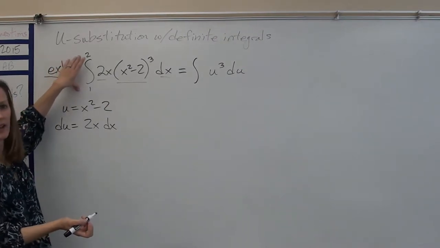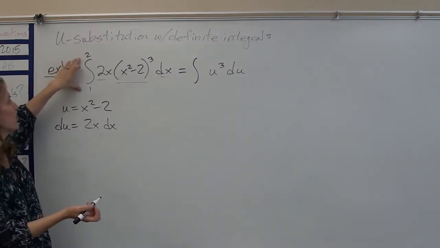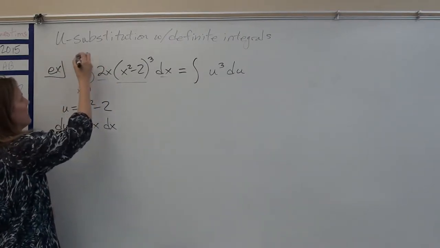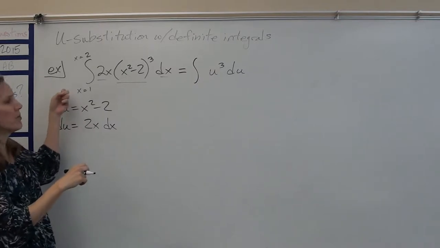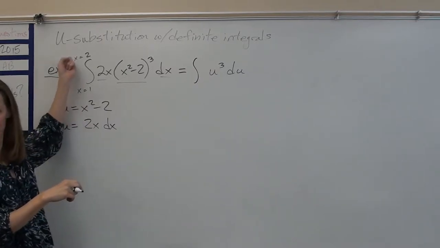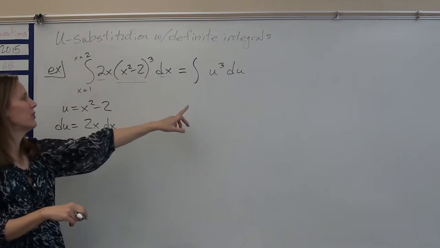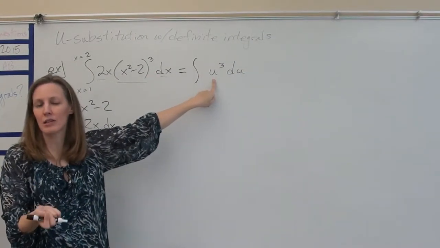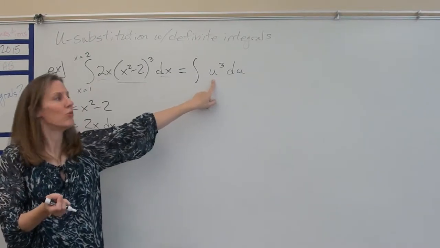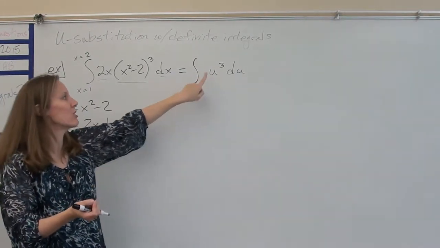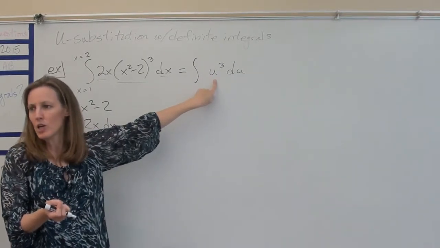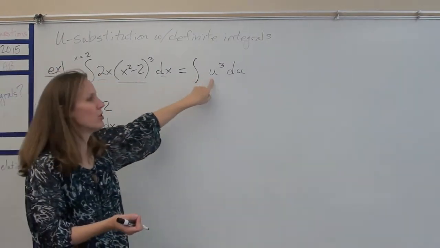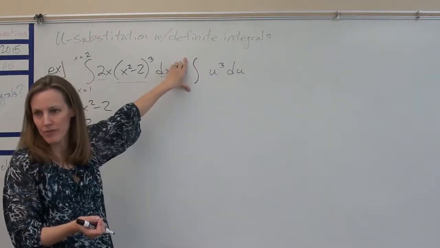Now, here's the thing. These limits, if you were to plug these numbers into this function, are x values. This is actually the integral from x equals 1 to x equals 2. If we write the function in terms of u, we have to modify the limits so that the limits are u values. You want the limits to represent the same variable as the variable in the integrand. So if you have x's here, these should be x values. If you have u's here, these should be u values.